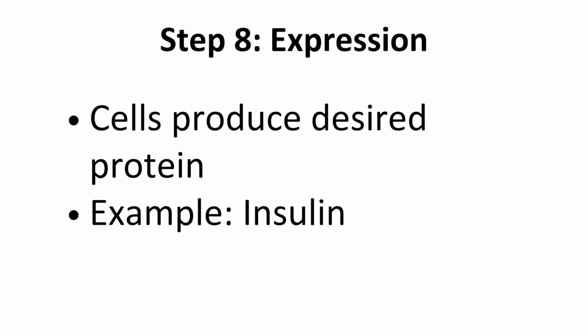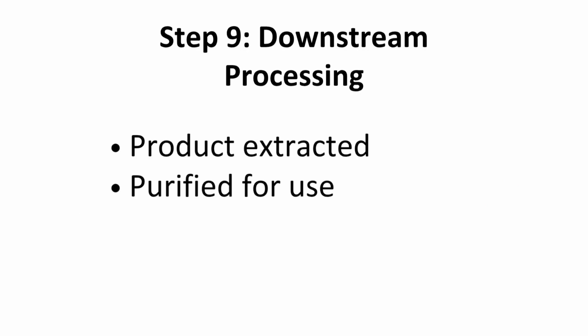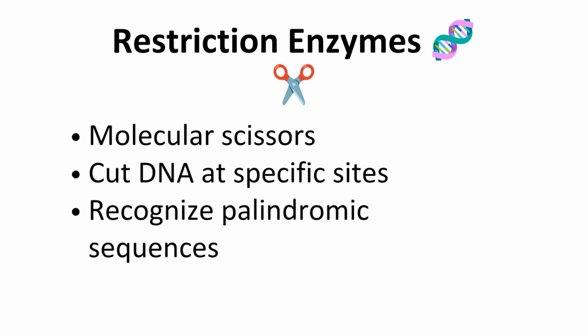The selected cells multiply and express the gene. As a result, the desired protein is produced. For example, insulin. Finally, the product is extracted and purified. This is called downstream processing. The final product is then used commercially.